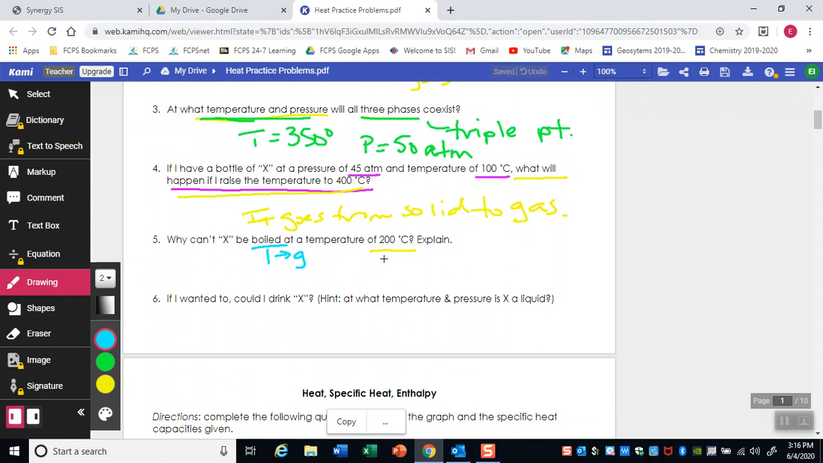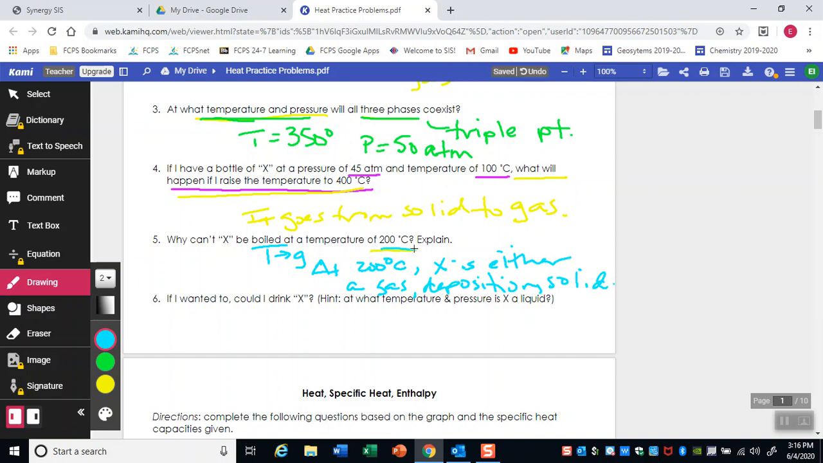So it can't go from a liquid to a gas, okay? Because at 200, X is either a gas or going through deposition or a solid. All right, that is all it can do at 200 degrees Celsius according to this phase diagram.